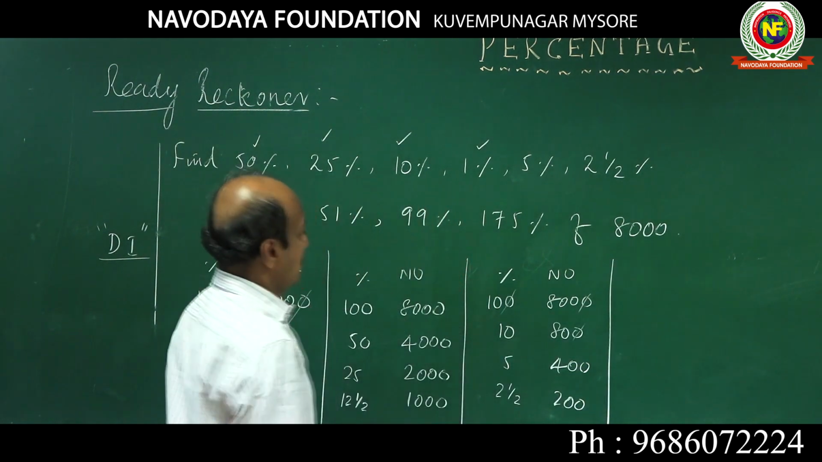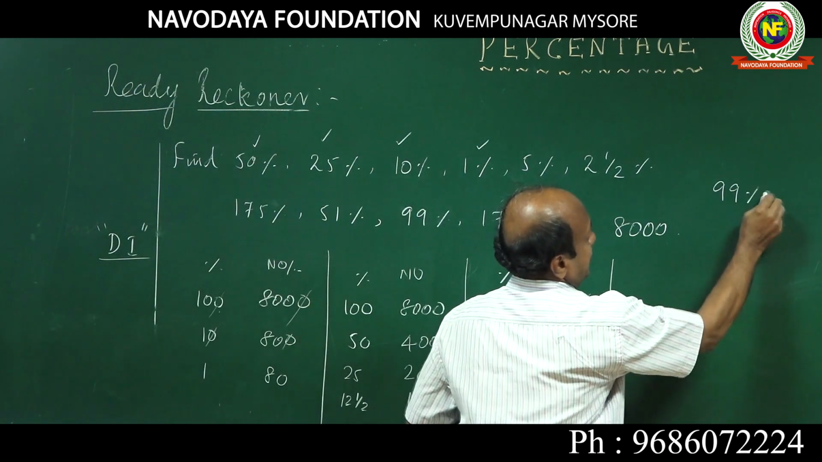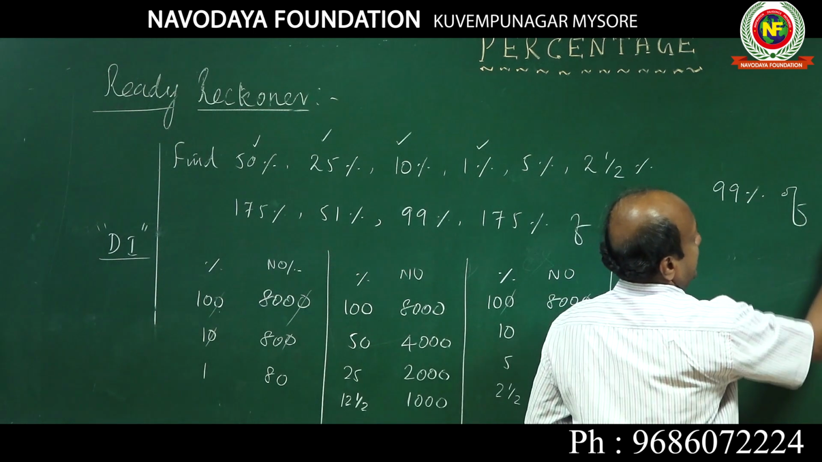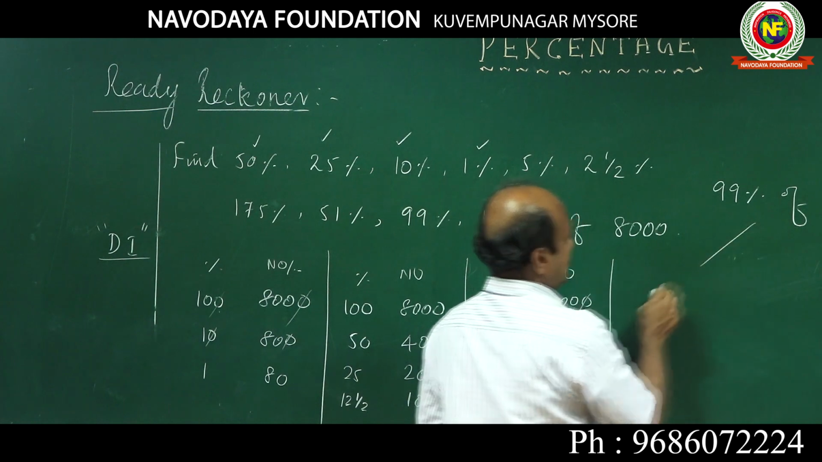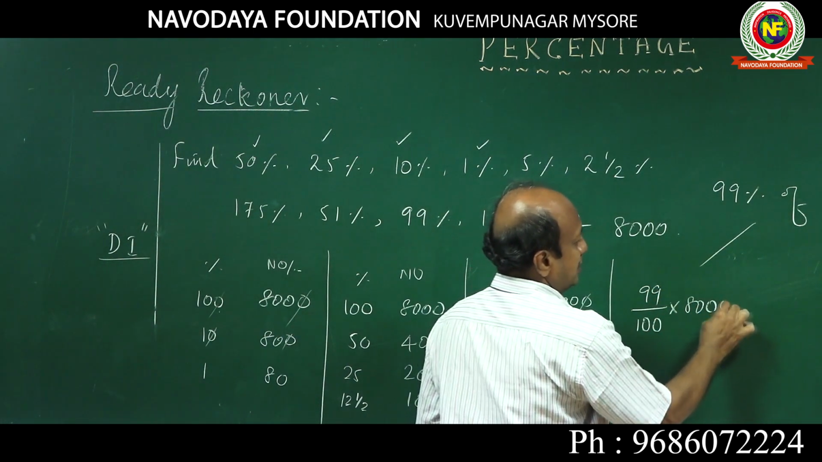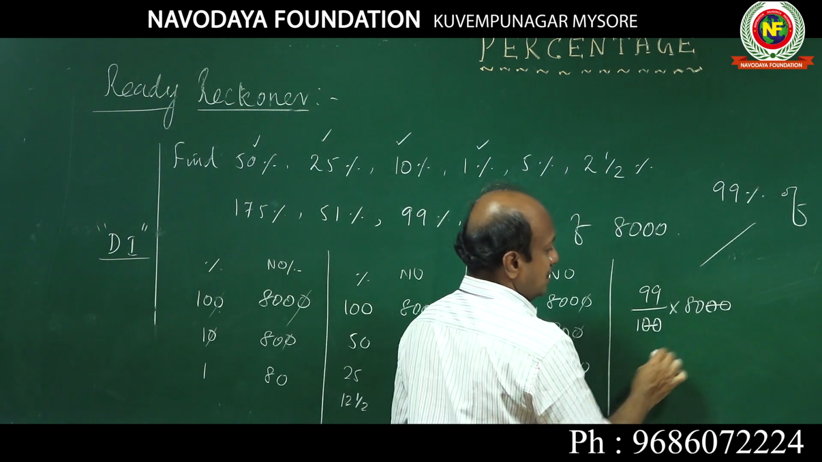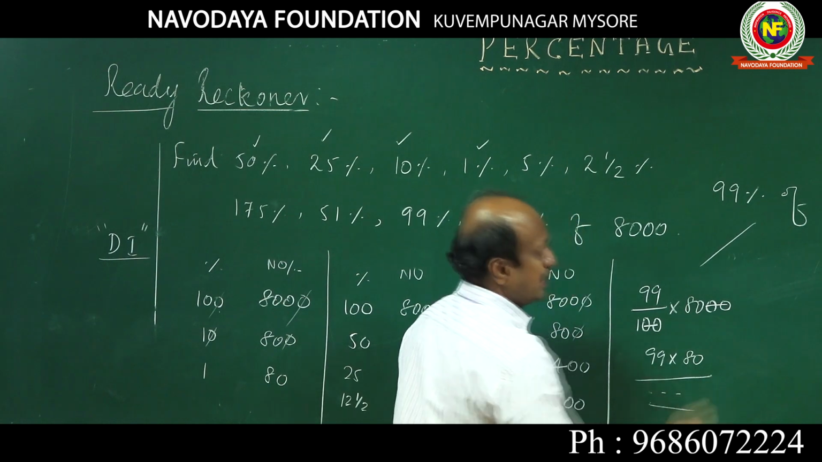Again, let us see how to go ahead further. Suppose you require 99% of 8,000. How will you find this? Majority of the students, what will they do? 99 by 100 into 8,000. They go on, cancel it, and they will multiply 99 into 80. They will be getting that answer.